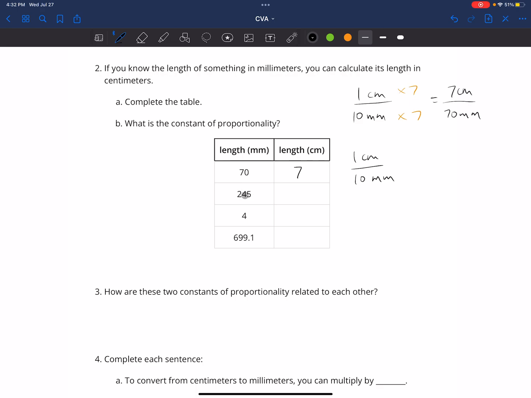Now we want to get 245 millimeters. And you're like, Mr. Kim, how do I get 245 millimeters from that? It's kind of difficult to tell. How do I go from this number to that number? What number do I have to multiply? The key is you just divide, because the opposite of multiplication is division.